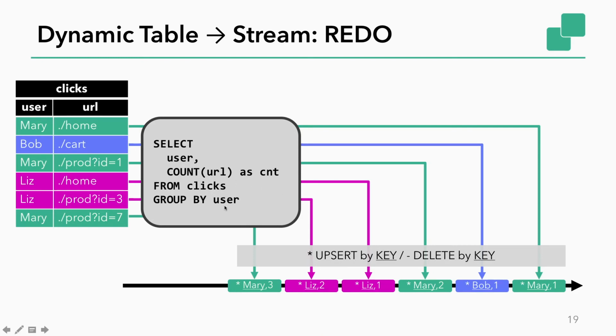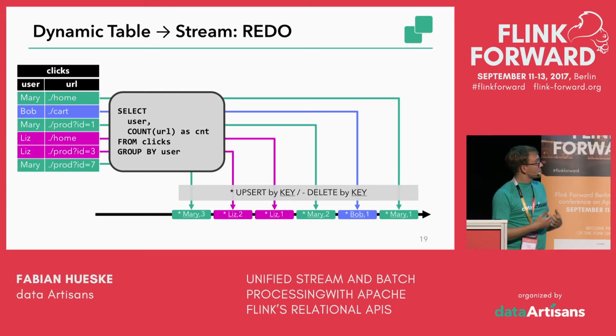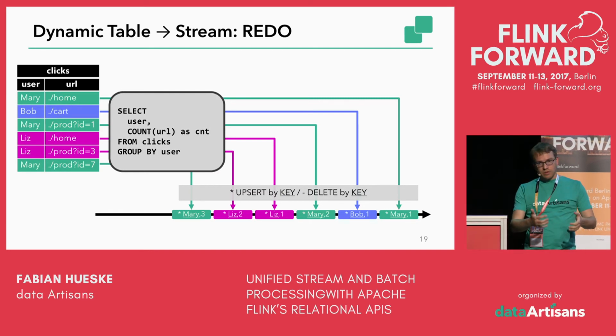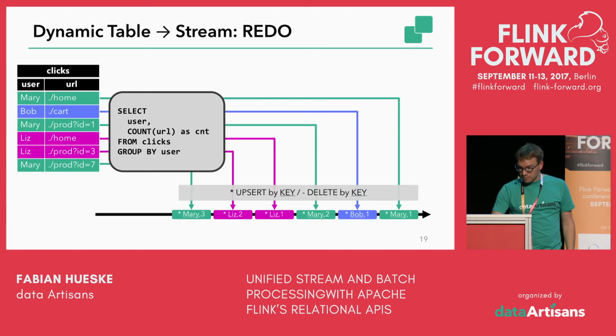So there will always be a single entry for each user. Based on that, we can then simply send out records and say, please upsert the row for this key. So we basically just replace the old value with a new value, but the downstream system needs to be able to access its data by key, and also needs to know about the key.